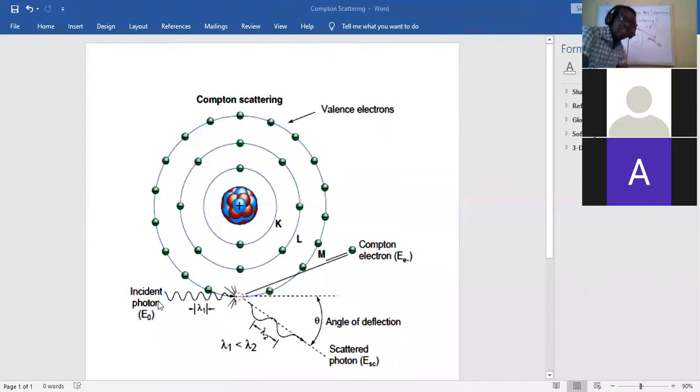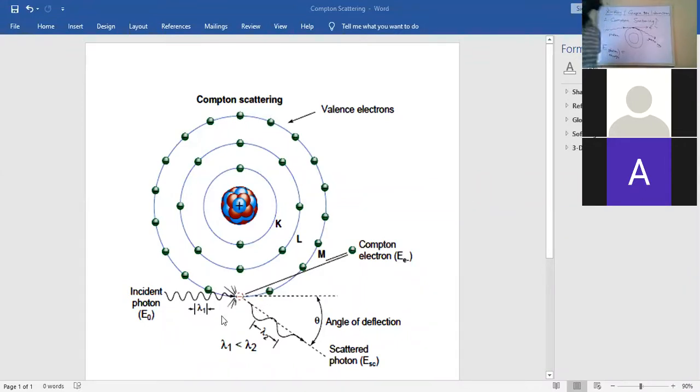You can see the incident photon coming and essentially interacting with one of these valence electrons. The electron is knocked off, and the electron knocked off is the Compton electron. And then we also have the deflection of a scattered photon, which is at an angle, which can be measured.